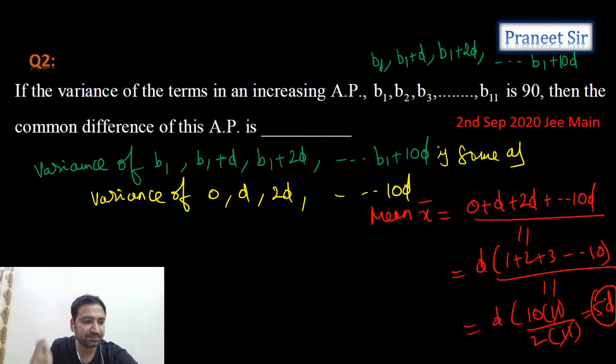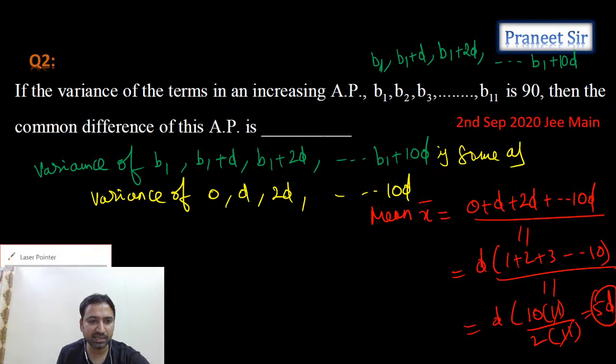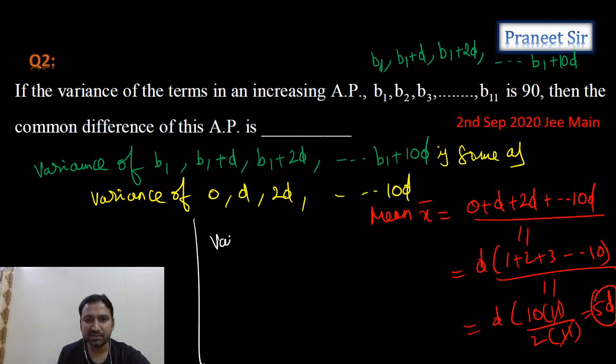Okay, this is fine. So we got the mean. But once you have the mean, how to calculate its variance? Same method. We have already done one problem on variance, the same method we can use. So let's take the variance here.